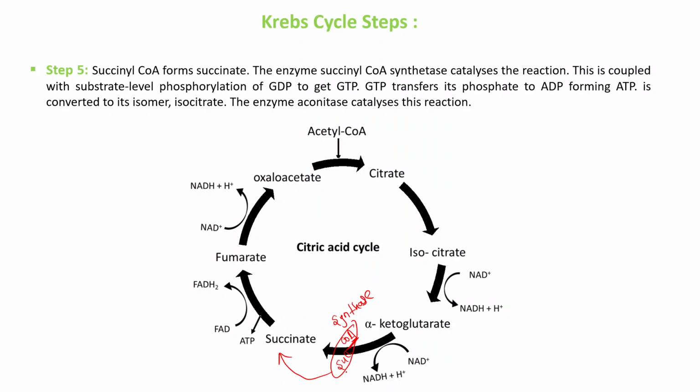This enzyme catalyzes the reaction of succinyl CoA transformation to succinate. And this is coupled with substrate level phosphorylation of GDP to get GTP. So this is substrate level phosphorylation. It means one ATP formation occurs here.